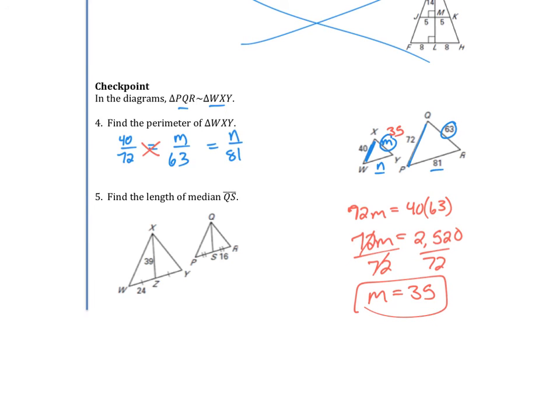And then we do the same thing now. 40 over 72 equals N over 81. So we get 72N equals 40 times 81. 40 times 81 is 3,240. And then we will divide by 72. N equals 45.